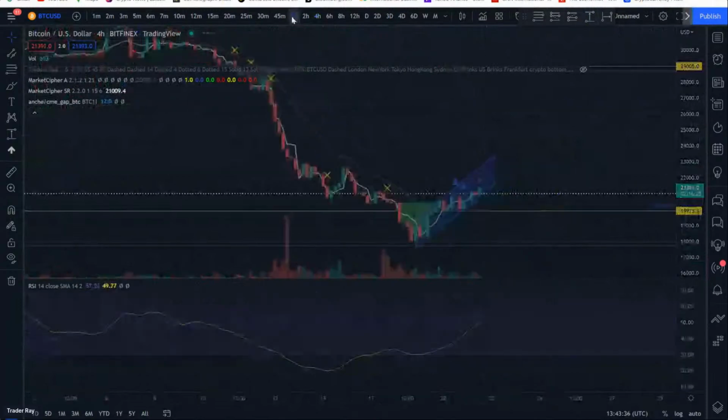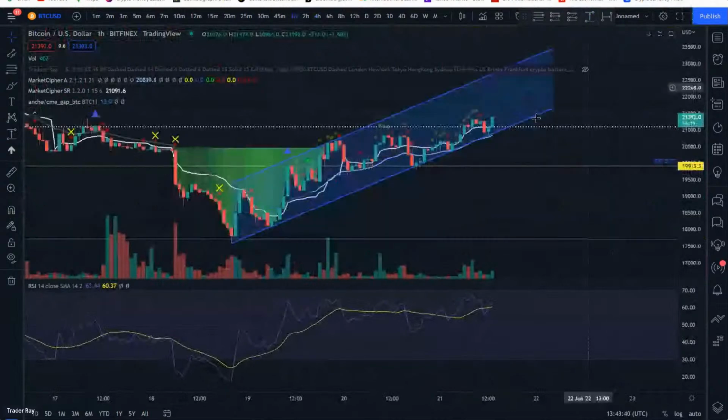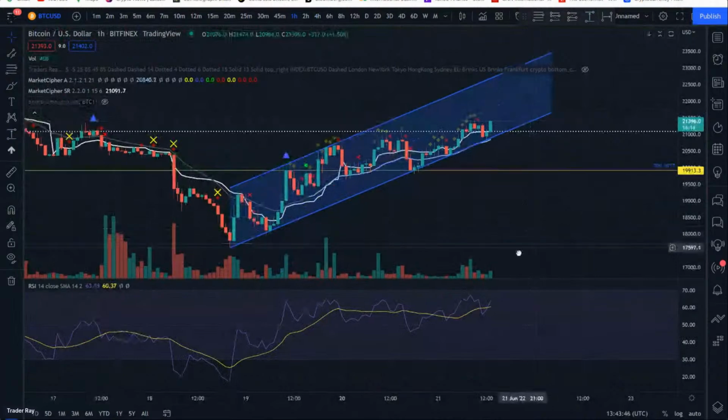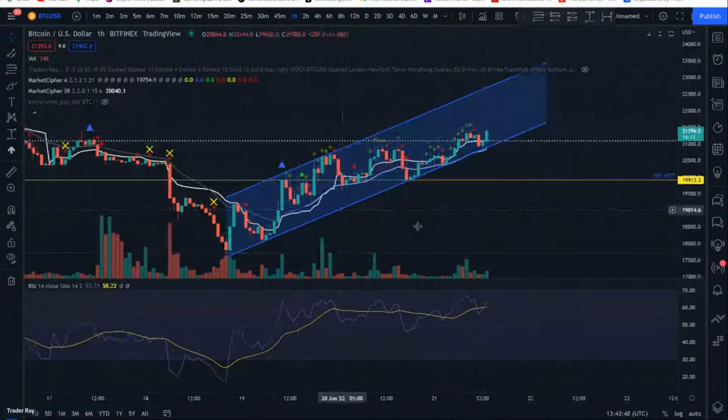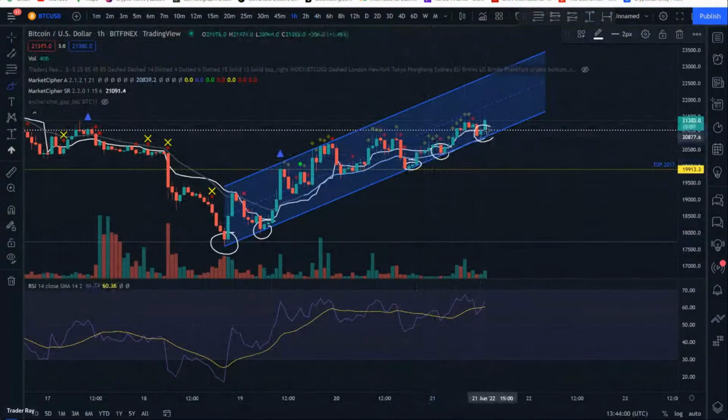Okay, let's zoom in here on the hourly. Like I said, this is the more simplified chart, and there you can see that we're actually a little bit in a channel, and this so far held off pretty good. To be honest, it looks a little bit weak in the sense that we have one touch point here. This is number 2, this is number 3, this is number 4, and now you have number 5 on the bottom.